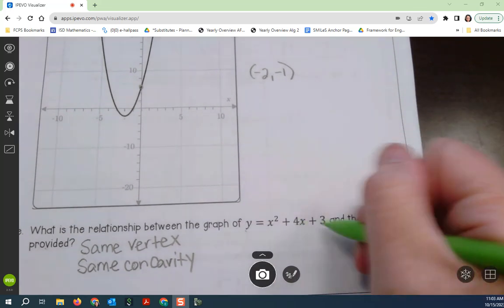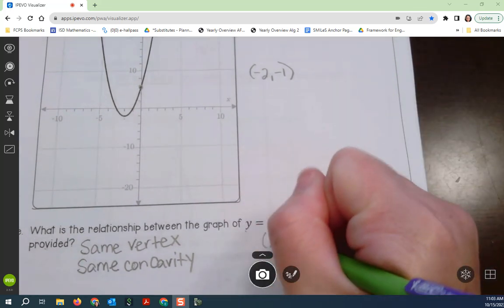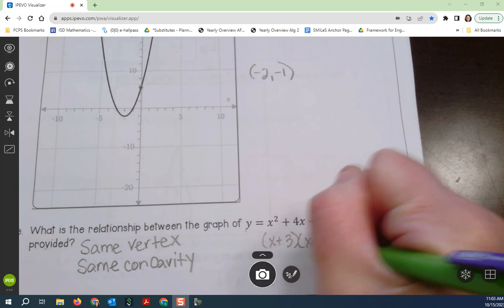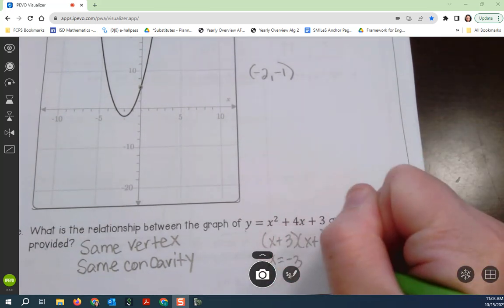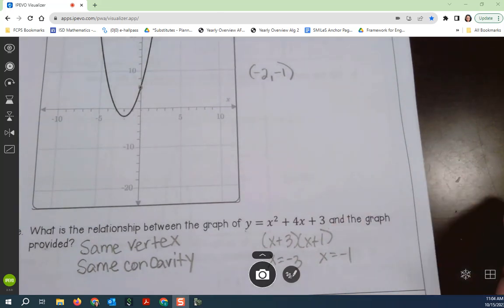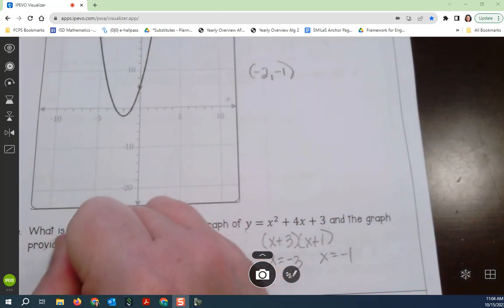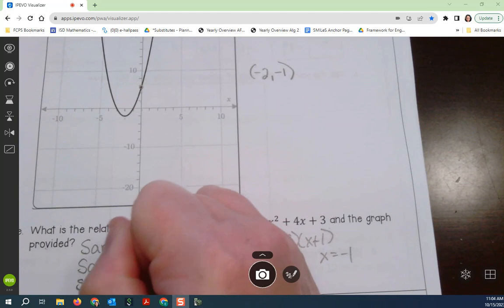And if you solve this by factoring x plus 3, x plus 1, you would see that they have the same x-intercepts. And so it turns out that they are actually the same equation.